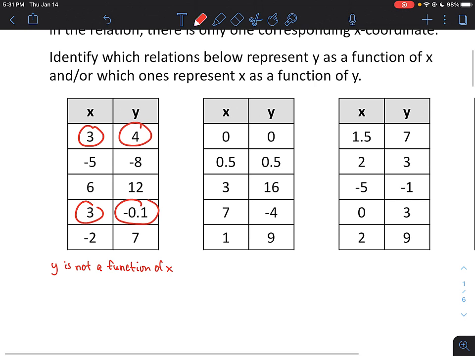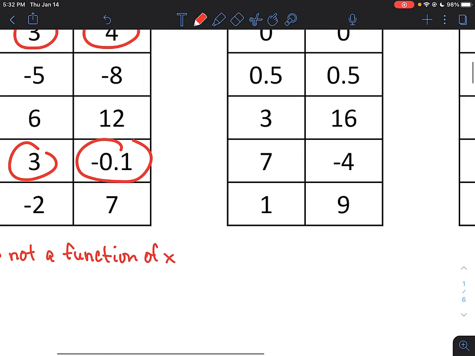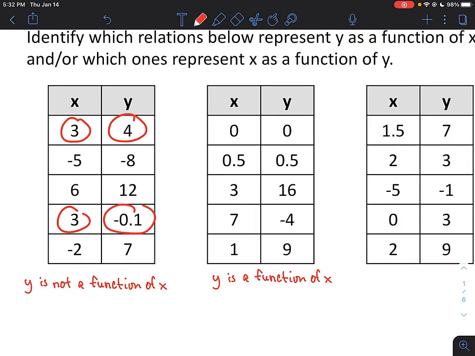Okay, let's look at the next relation. If you don't see any x coordinates repeated there, then we really don't have any risk of violating that condition. So this one here, we are safe to say that y is a function of x. Every single x coordinate, 0 for example, has only one y coordinate that goes with it.